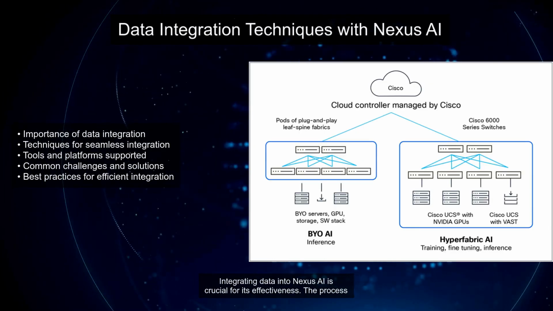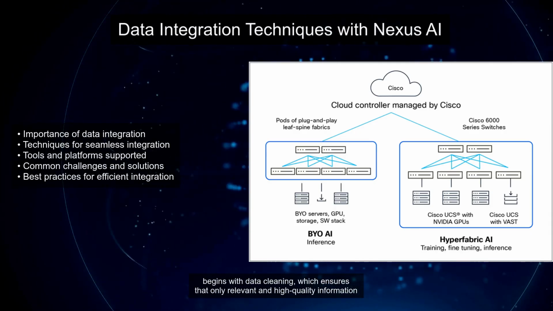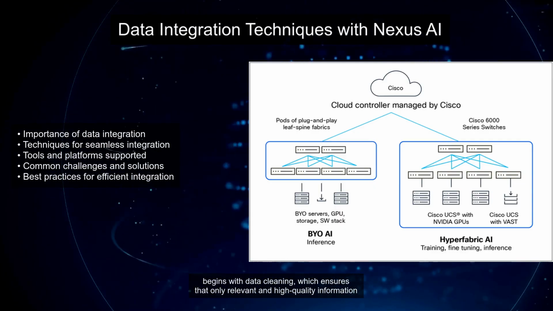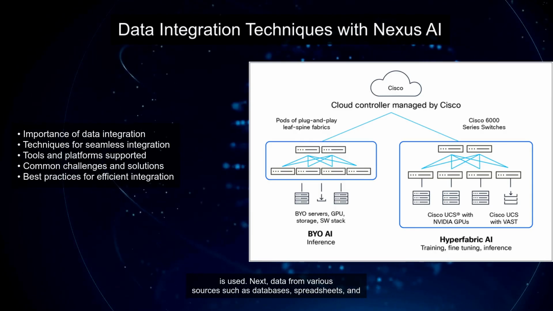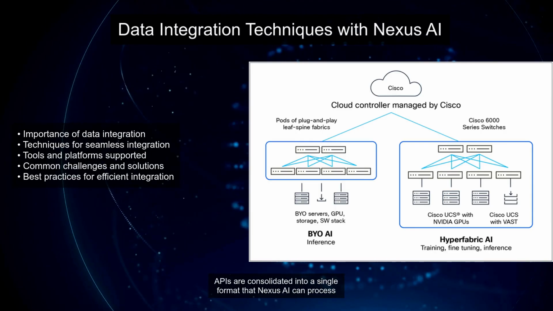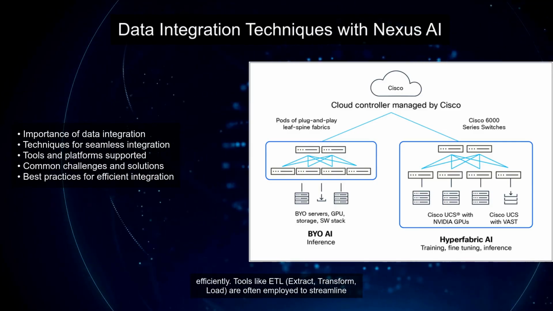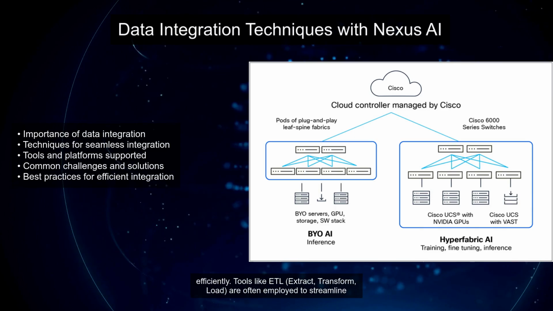Integrating data into Nexus AI is crucial for its effectiveness. The process begins with data cleaning, which ensures that only relevant and high-quality information is used. Next, data from various sources such as databases, spreadsheets, and APIs are consolidated into a single format that Nexus AI can process efficiently. Tools like ETL, extract, transform, load, are often employed to streamline this process.